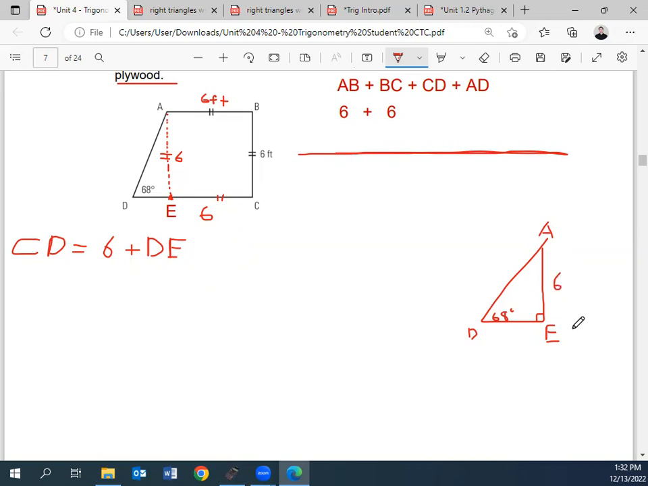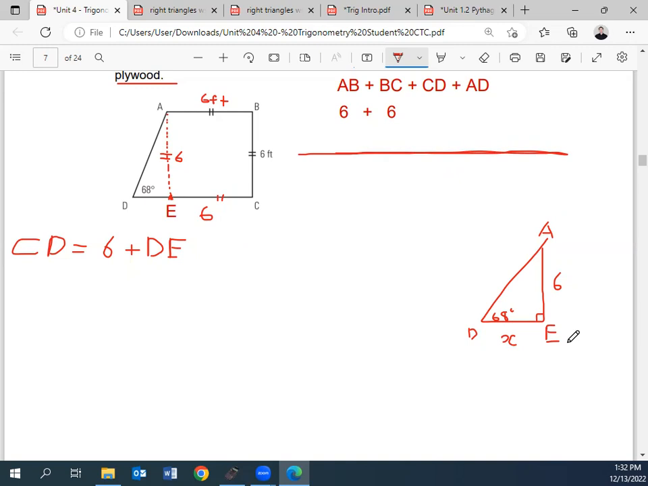So here's what I have. What am I trying to find here? The length of DE. I don't know what it is. I'm going to put an X because that's the one most people see, because that's what I'm trying to find. So here's what I know I have. I know I have an angle, and I know I have a side, and I'm trying to find a second side.